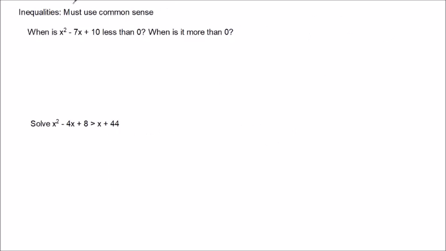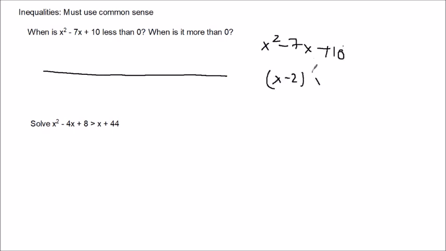Inequalities. We have to use common sense whenever we deal with inequalities. If we don't, we won't know if it's going to be higher than 0, less than 0, dancing around 0 like the sine function. We especially have to use the signs. So I'm going to draw a line right here. There's x squared minus 7x plus 10, which can be factored to x minus 2 and x minus 5. So I have these two boundaries, the 2 and the 5.